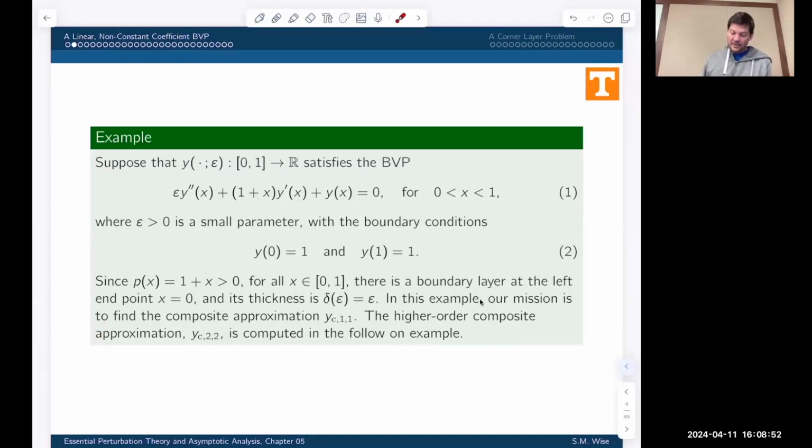So it's this problem for which we constructed a 1, 1 composite solution. We knew from theory that the boundary layer existed at the left-hand endpoint, which in this case is x equals 0, and that's because our p function, the function multiplying the first order derivative, is a positive function on the entire domain of interest, 0 to 1. So we have a boundary layer at the left-hand endpoint. The boundary layer thickness, moreover, we know from a previous result, I think I called that a proposition, is epsilon. So delta is fixed at epsilon. We don't have to figure out where the boundary layer is or what the boundary layer thickness should be. We know already how to do that.